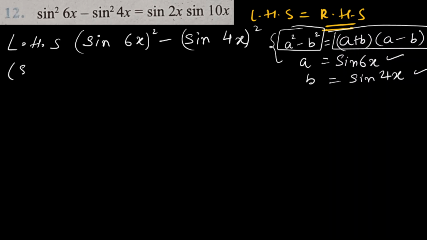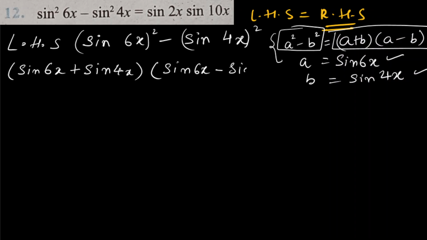So if I do, it will become sine 6x plus sine 4x into sine 6x minus sine 4x. So what I have done, I have converted a square minus b square form into a plus b into a minus b. Now if you see, here we can use the identity which we learnt, sine x plus sine y and sine x minus sine y. So this individually we will use.